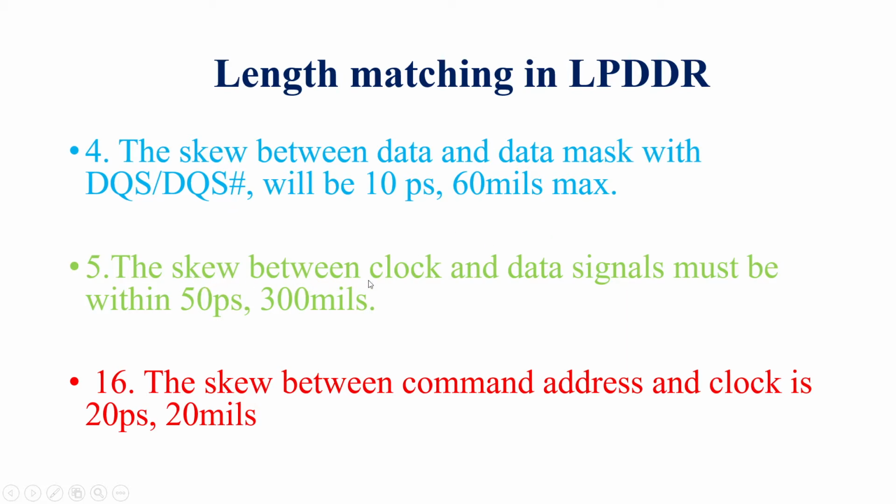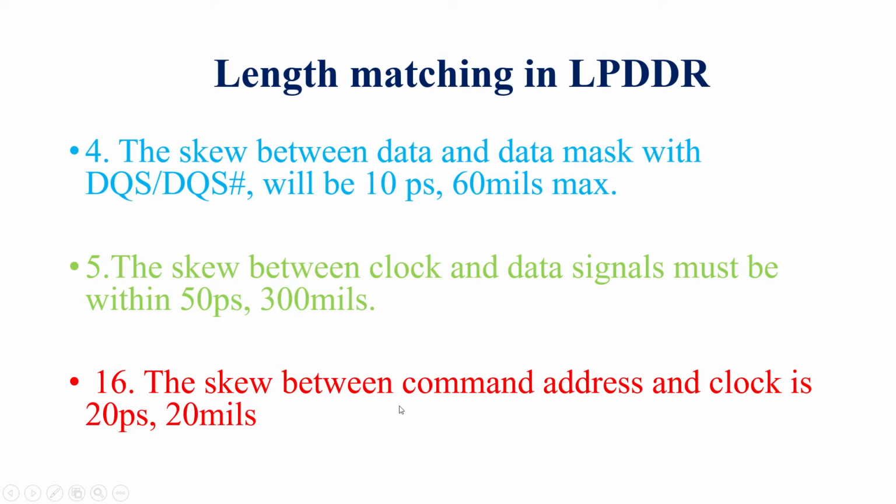The skew between clock and data signals must be within 50 picoseconds, 300 mils. This is the skew or tolerance between the data signal and the clock signal. The clock signal may be up to 300 mils longer than the data signal length in this design. More than that is not acceptable. It should be within 300 mils.